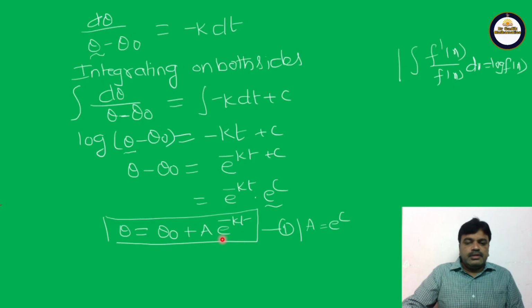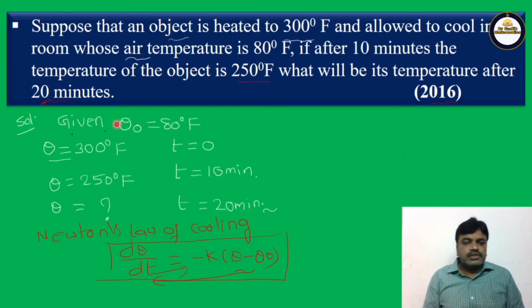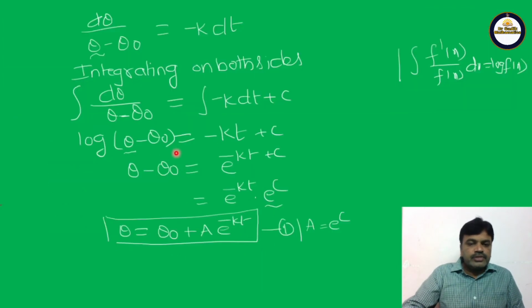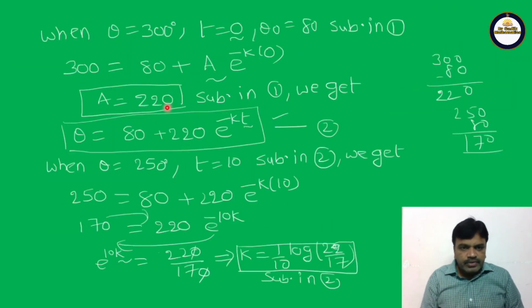In this solution I use the first condition, so that I get the a value, friends. Now I substitute the a value and again I use the second condition, friends, then I get the k value. For each and every problem the procedure is the same, friends.